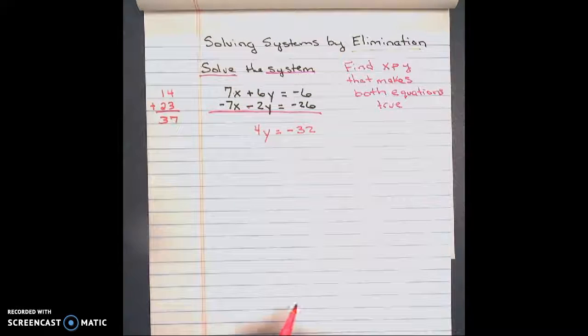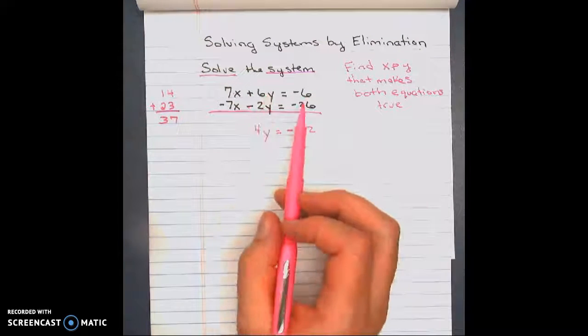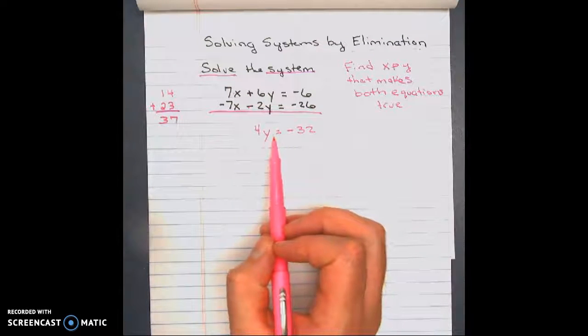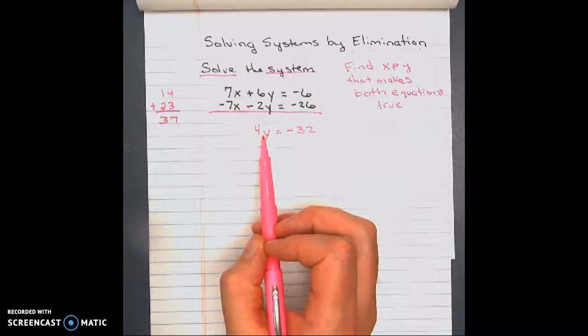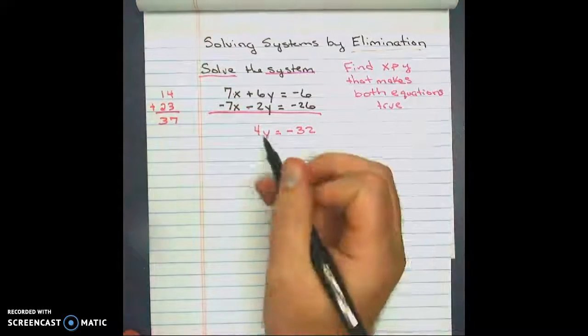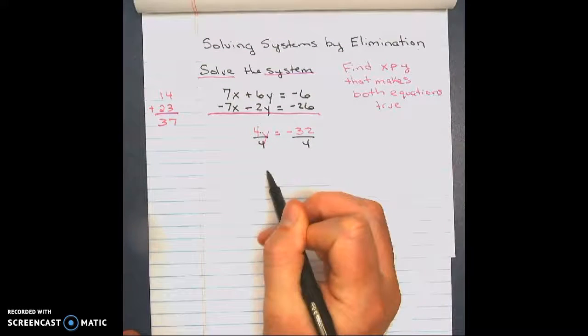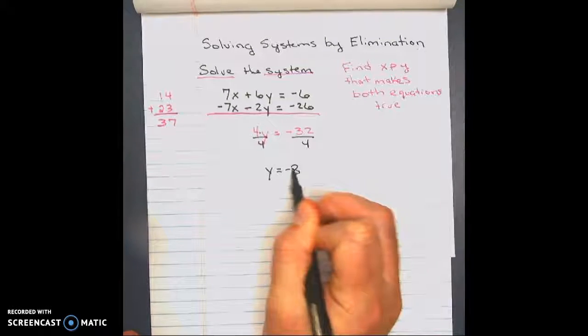What you'll notice is that we eliminated one of the variables. We had equations with x and y. Now we just have an equation with y, which is very easily solvable because it's just a one-step equation. And so to solve this, we're going to get rid of the times 4 by dividing by 4, and we're going to get y equals negative 8.